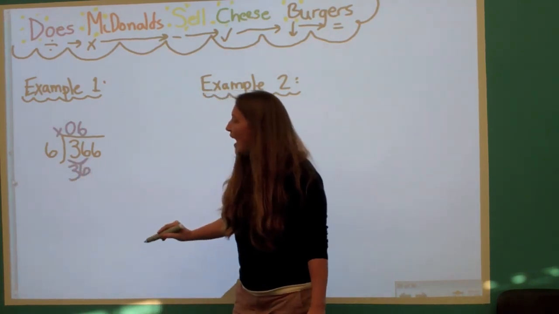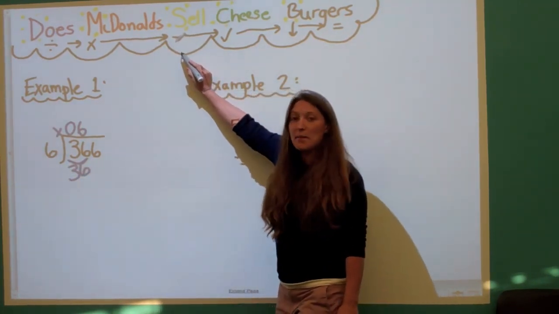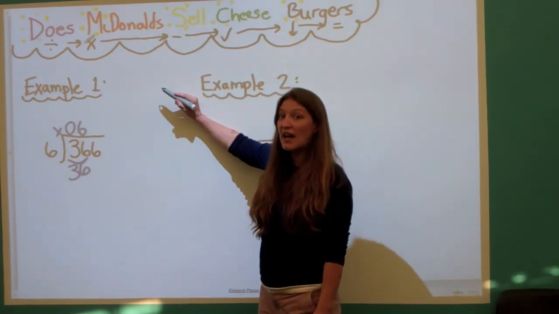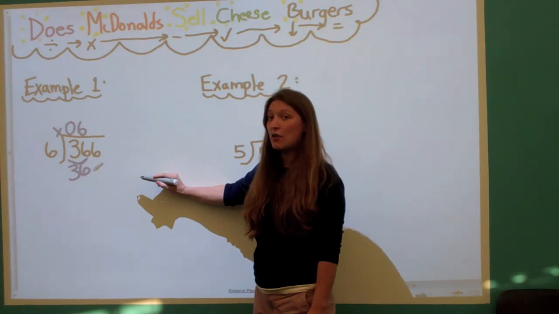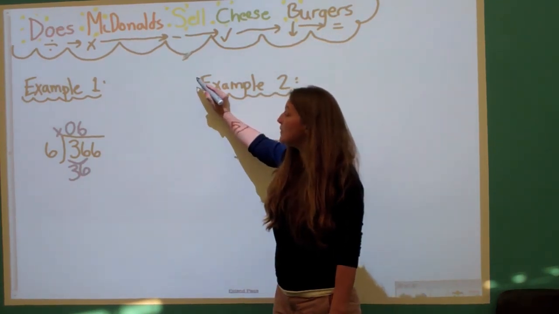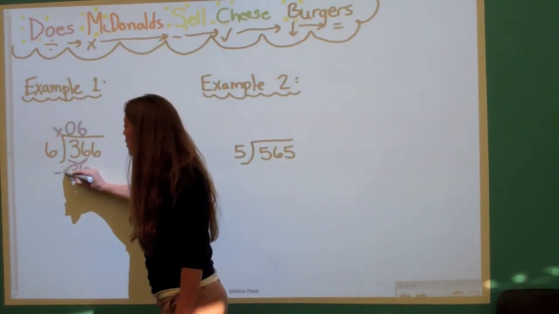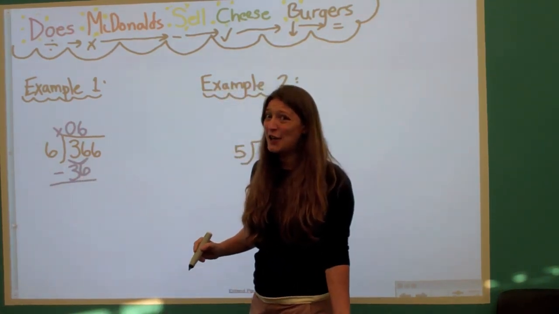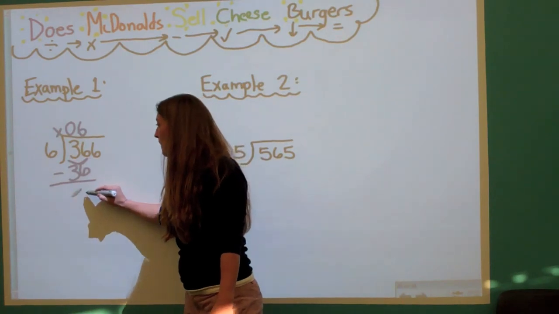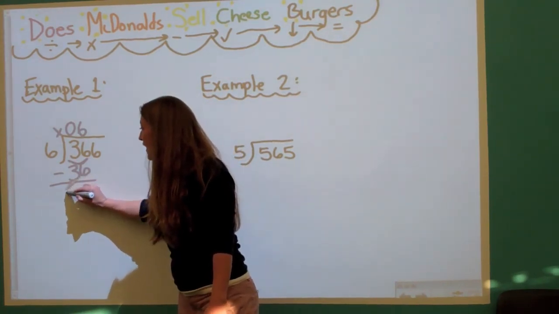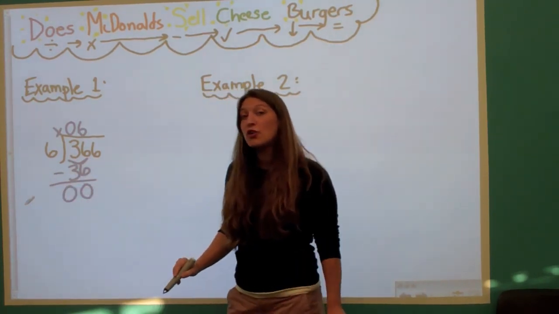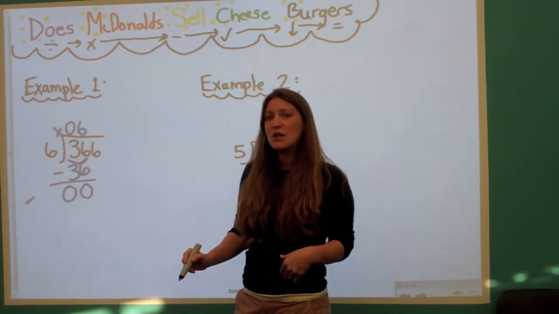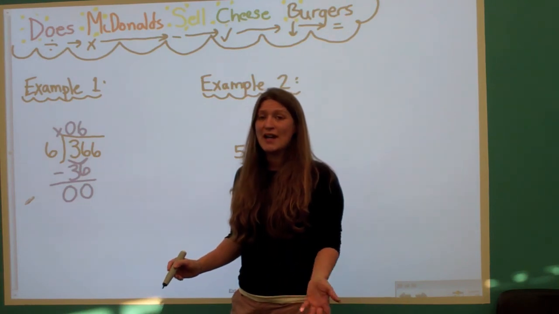After I do that, I look at my next step. So I've divided, then I multiplied. Now I subtract, and I'm going to subtract 36 from 36. And I know that the answer is 0. So I'm going to write my zeros down below, because I always show my work in long division. It's very important, so I can always go back and see where I went wrong or what I need to fix.